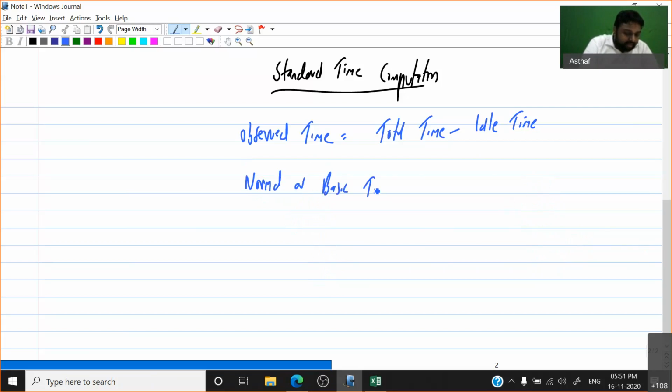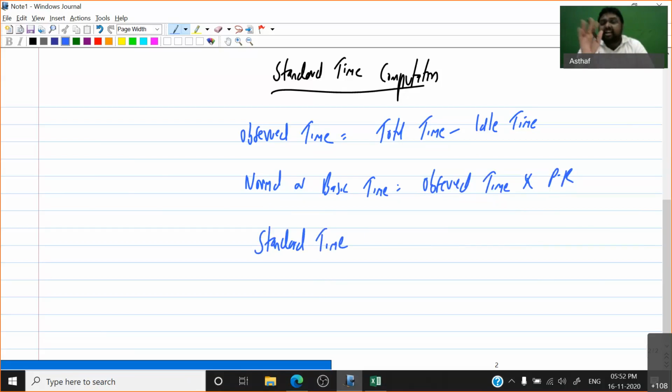Normal or basic time is observed time into performance rating. That is, employee to employee performance will be analyzed. So, your observed time into performance rate. Then what is last? The last will be standard time. The logic is very easy. You cannot work on the job always, so you should get some rest and allowance. This rest and allowance is given as a percentage of normal time.